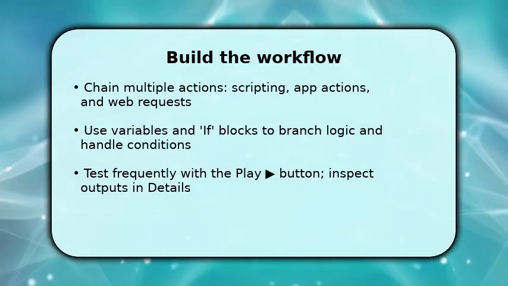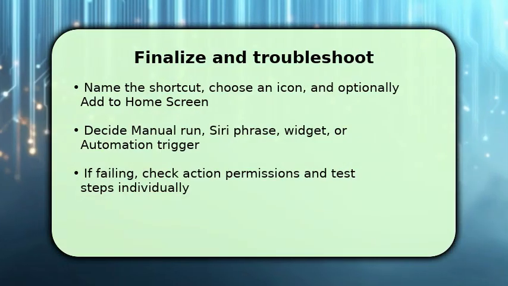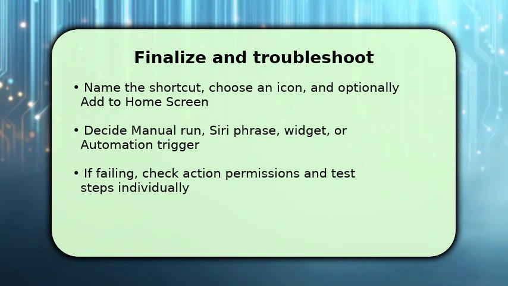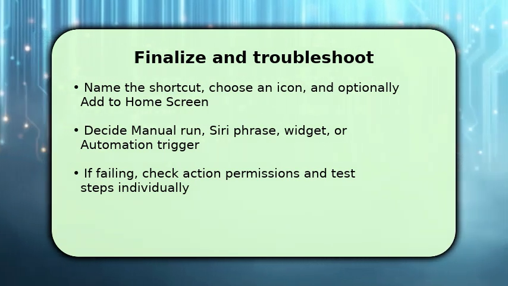Finish by naming the shortcut, selecting an icon, and deciding how you'll run it from the Shortcuts app, home screen, widget, Siri, or automation. Make sure inputs match expected types. If an action expects text, supply text, not a number.